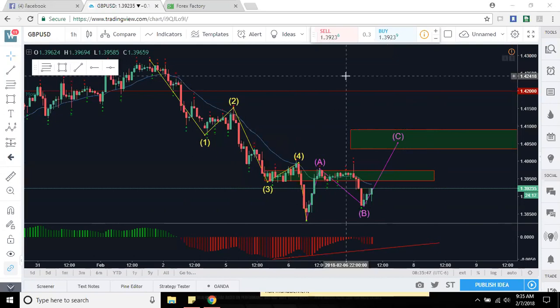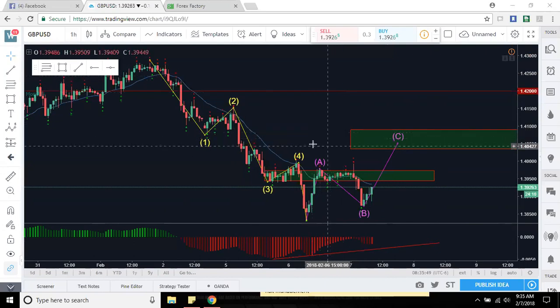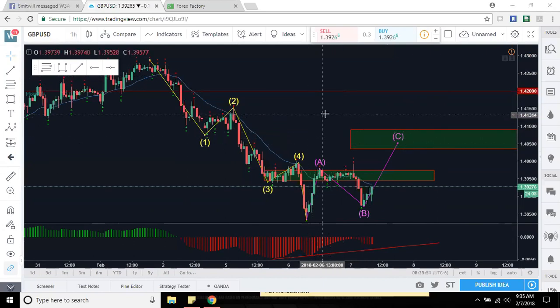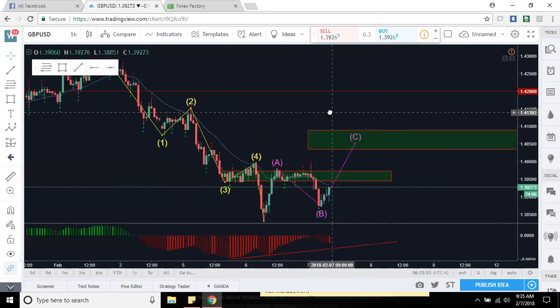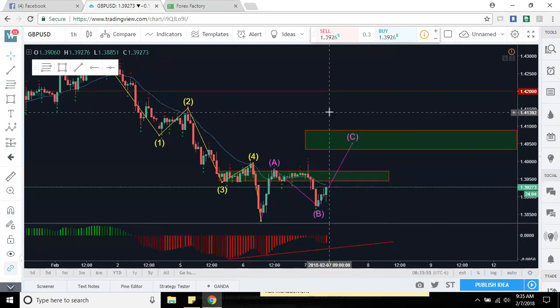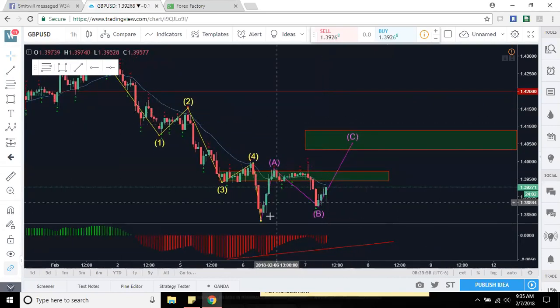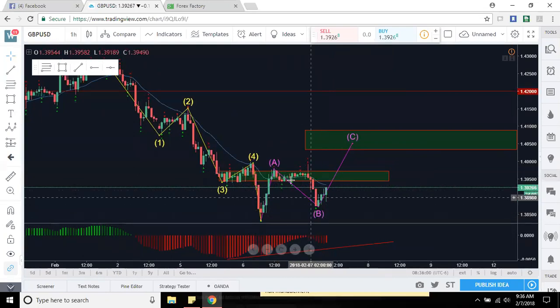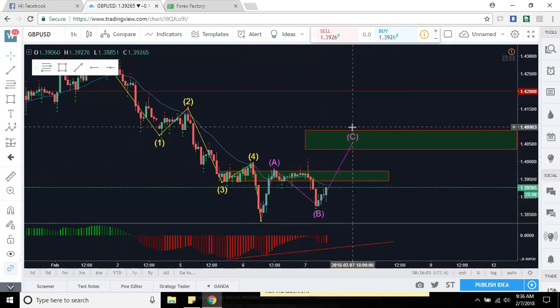Cool. All right, so I'm gonna leave these charts marked up too. I like leaving them marked up so that way I can show you all updates and things like that of what happened and how it played out. But yeah, this was a nice buy model, but it's just a C wave that's going to be completed.